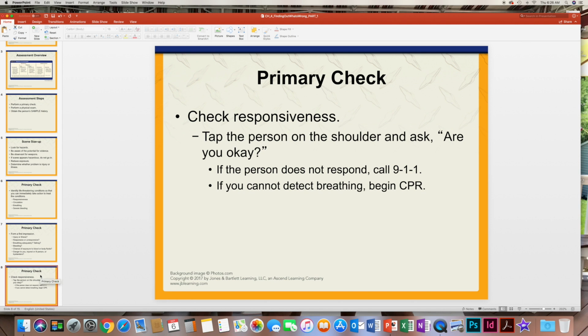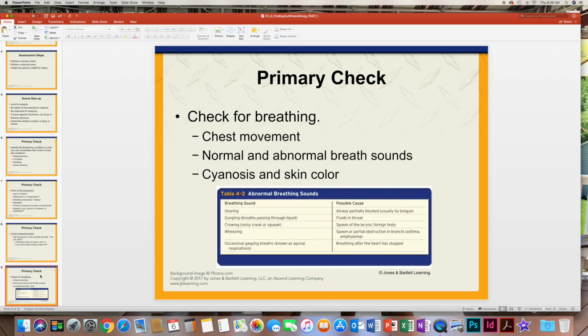When you're checking responsiveness in your primary check, tap the person on the shoulder and ask, "Are you okay?" If the person does not respond, call 911 immediately. If you cannot detect breathing, begin CPR. When you're checking for breathing, look for chest movement. Listen for normal or abnormal breath sounds. Look for cyanosis. In other words, are they turning blue, or is their skin gray or pale in color?